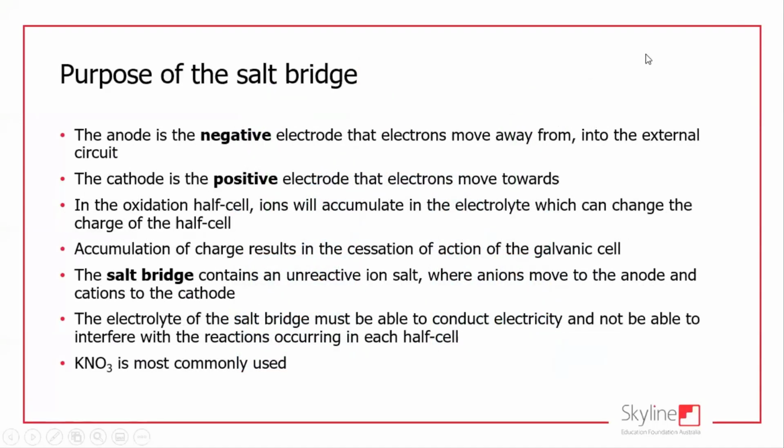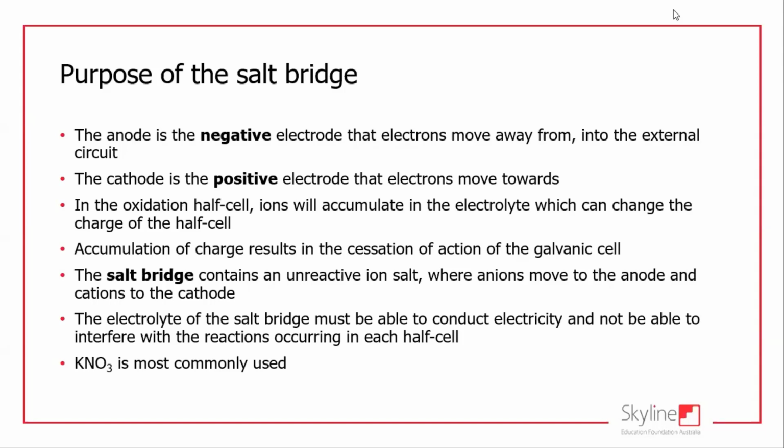So in a galvanic cell, the anode is a negative electrode that electrons move away from and into the external circuit, which is a wiring around the galvanic cell. The cathode is a positive that electrons move towards. The issue here is that in the oxidation half cell, if we're using metals, for example, we're essentially producing a metal ion and electron. And metal ions, as we know, are positively charged. So as this reaction continues, we get more and more positive ions in the solution, and the anode is negative. So this is slowly making the anode more and more positive.